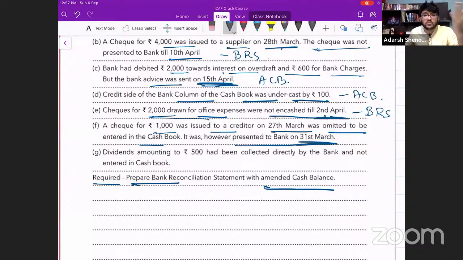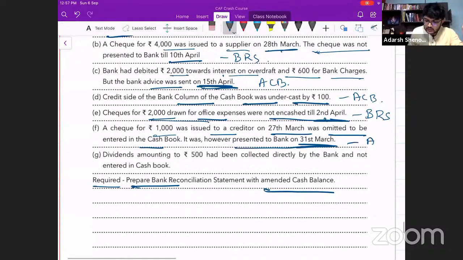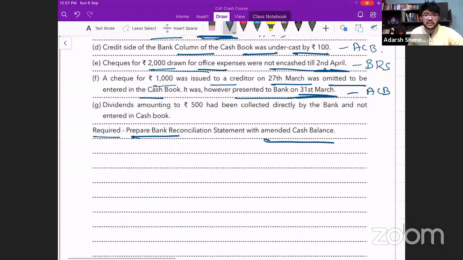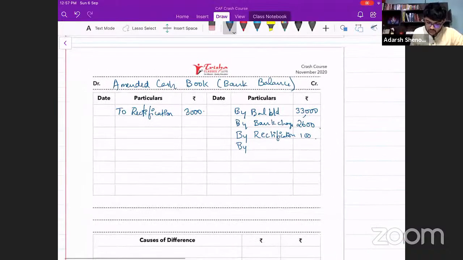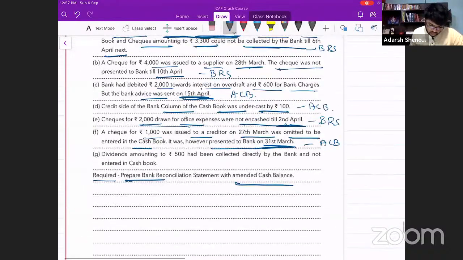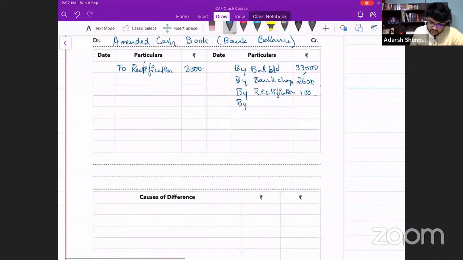So what should we do? Credit it or debit it? It will come in the adjusted cash book. Should we credit it or debit it? It will be credited. How much is the amount? $1,000.